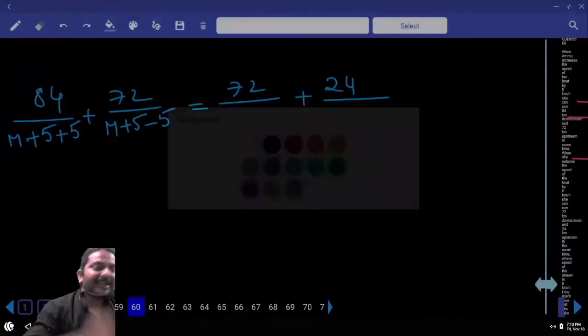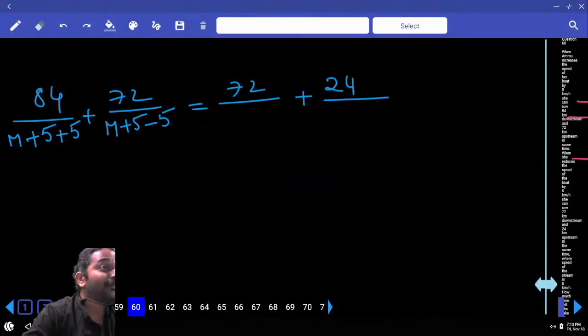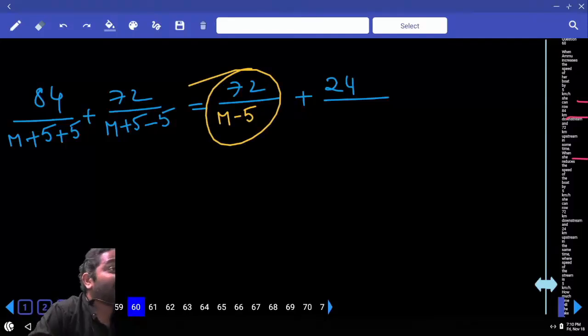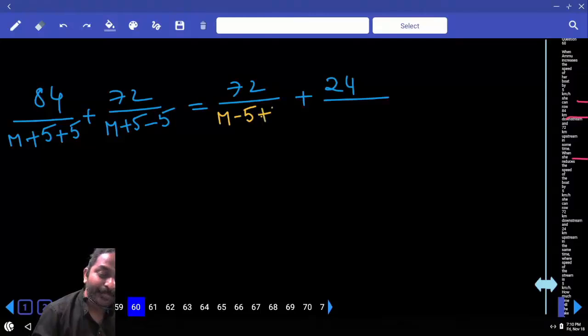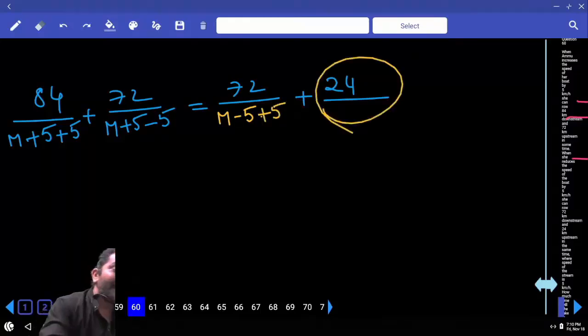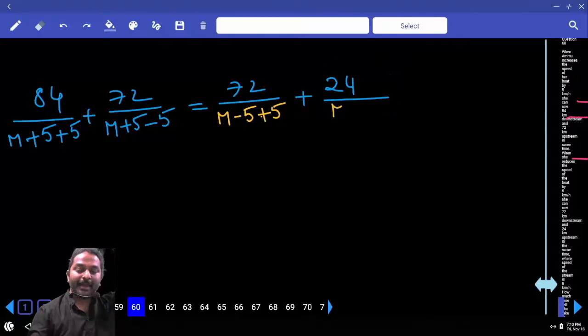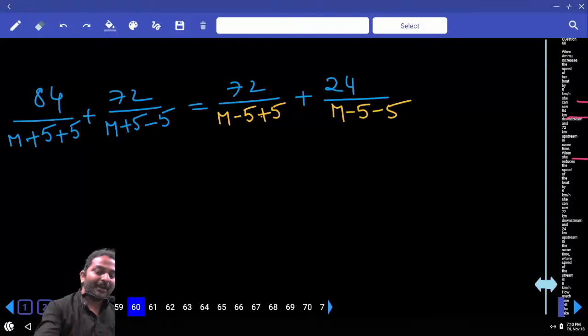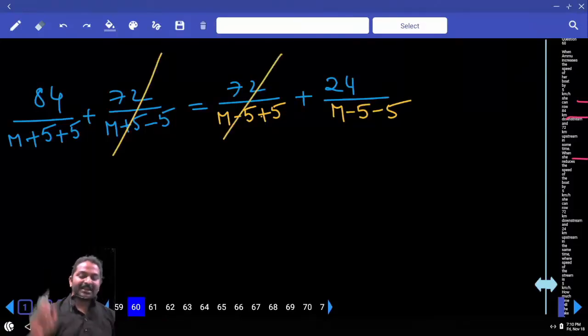Now, in the second case, what happened to m? Decreased by 5, that means m minus 5. That is man speed only. 72 by, what should I write? Up or down? Downstream means m plus s. How much is the s value? 5. Here 24 by up, m minus 5 minus 5, correct? If you observe carefully, this one and this one get cancelled.